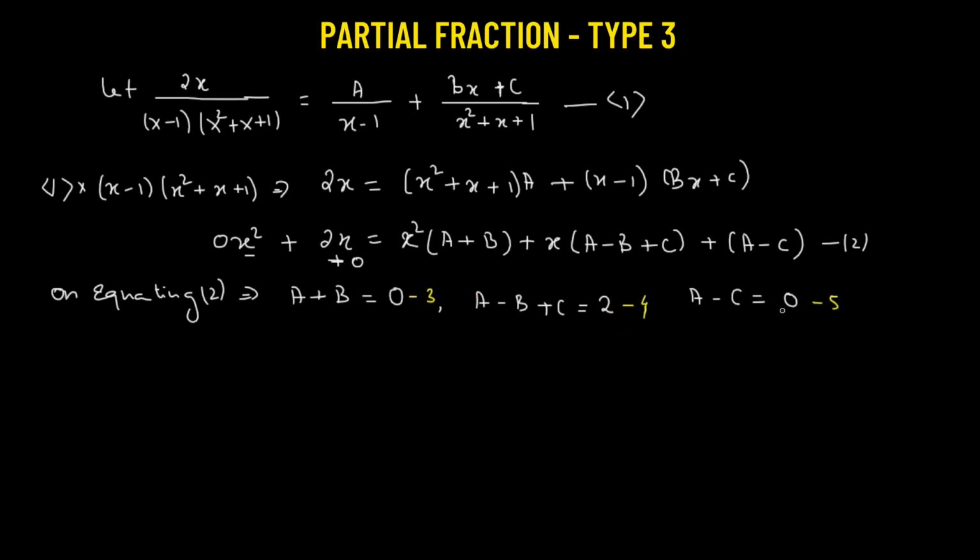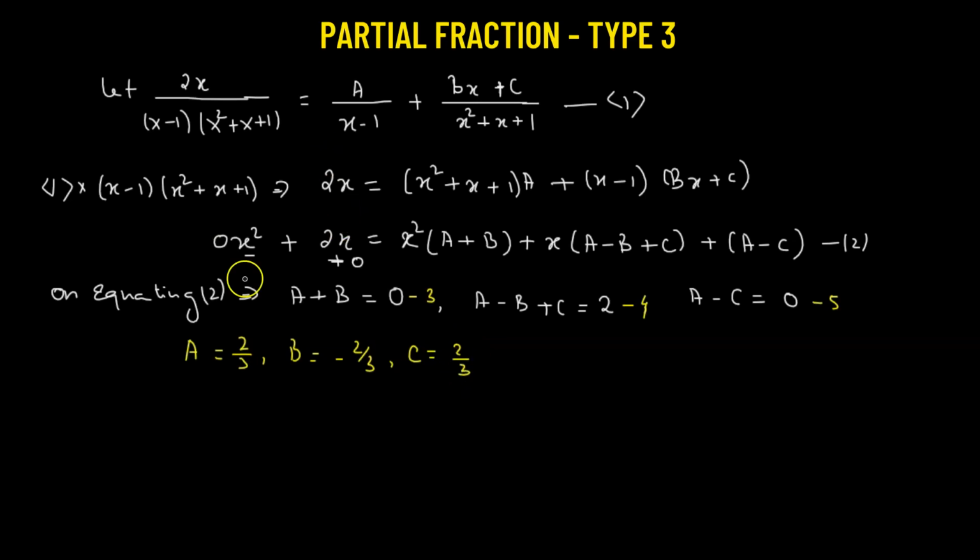Now we have three unknowns, a, b, and c, and we have three equations. So we can easily use these three equations to obtain the values of a, b, and c. I'm leaving that as an exercise for you to try out. What I'll do is state the values of a, b, and c. Here a comes out to be 2/3, b comes out to be negative 2/3, and the value of c comes out to be positive 2/3.